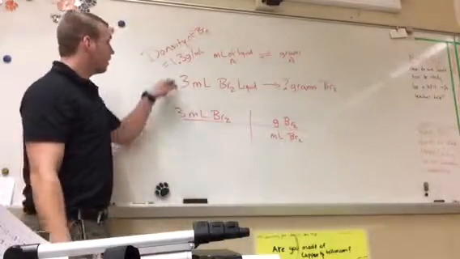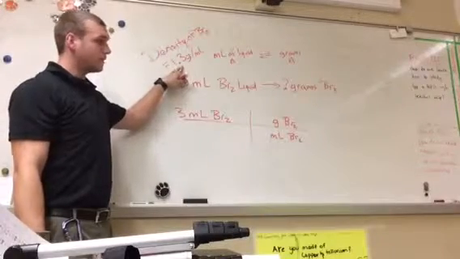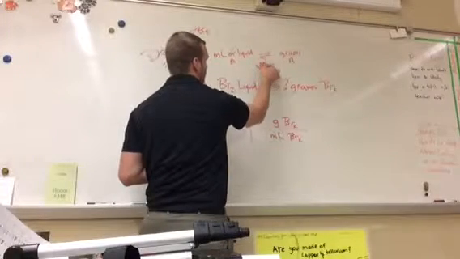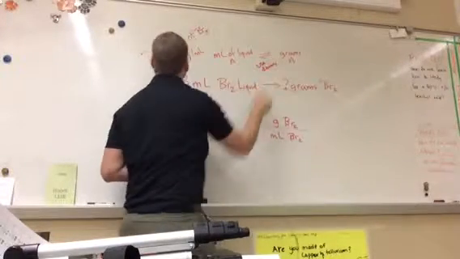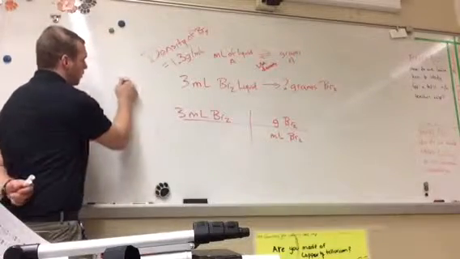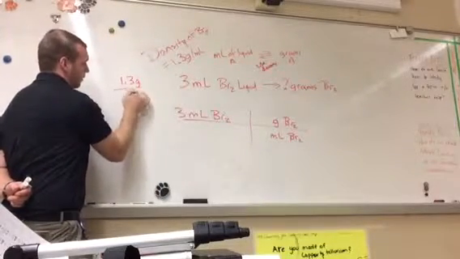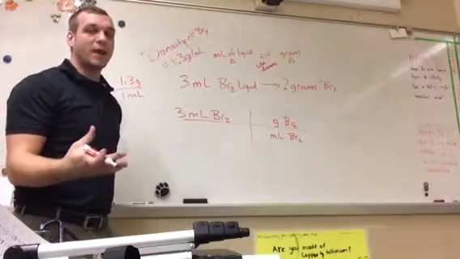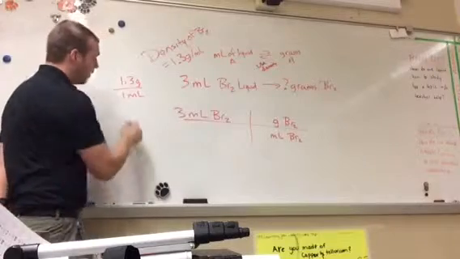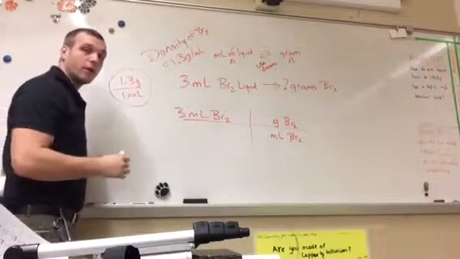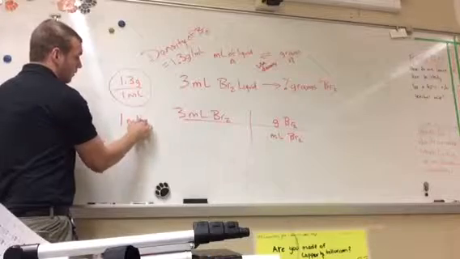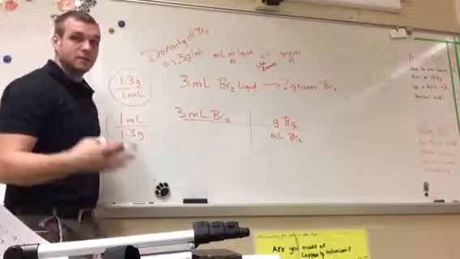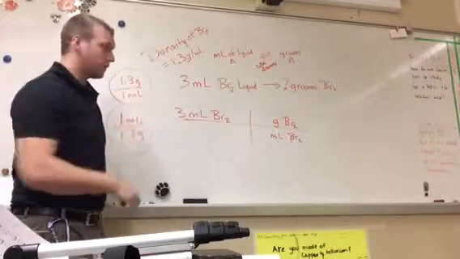Okay? You notice this number? That's the density. You're going to use the density to go from one to the other. Remember, on yours it says use density. So let me rewrite this number. 1.3 grams and 1 milliliter. That means if you have 1 milliliter of bromine, it's going to have a mass of 1.3 grams. Okay? That's one way to write it. Another way to write it is 1 milliliter, 1.3 grams. Same thing, it's just upside down.